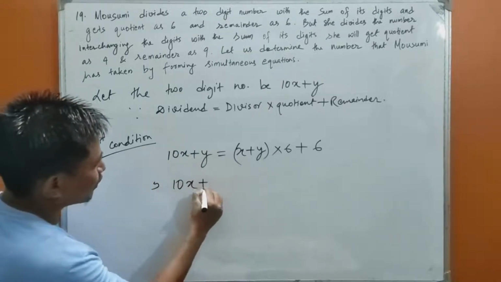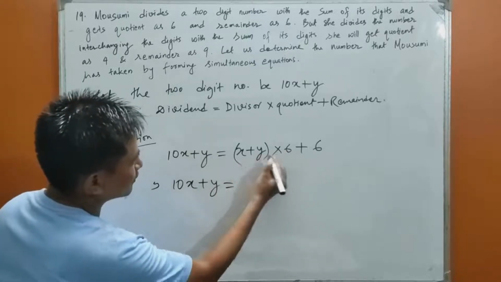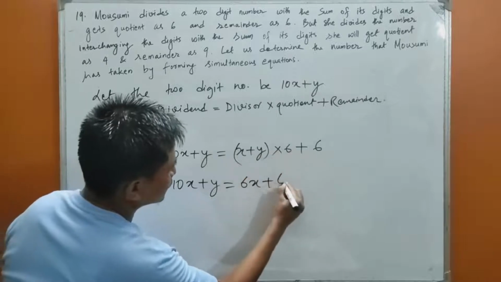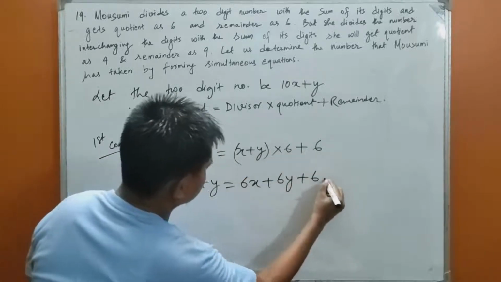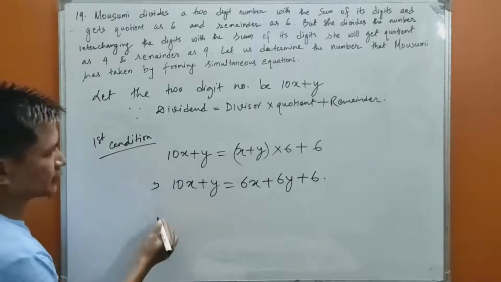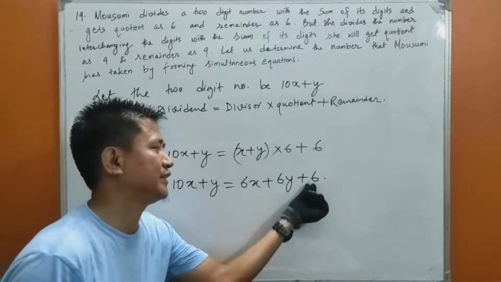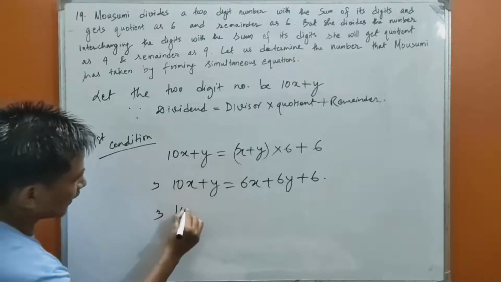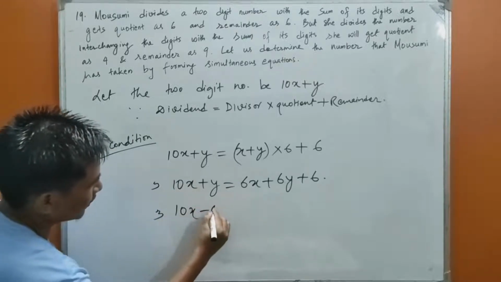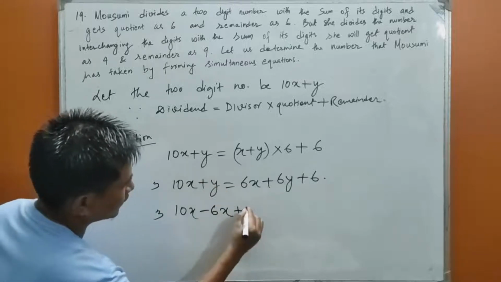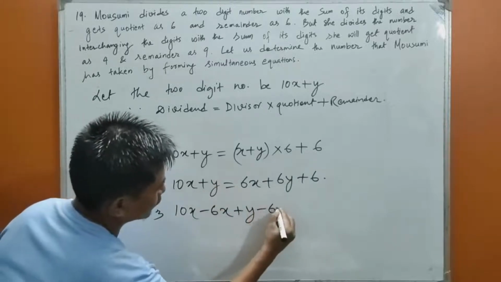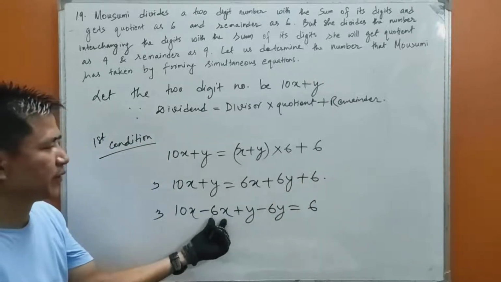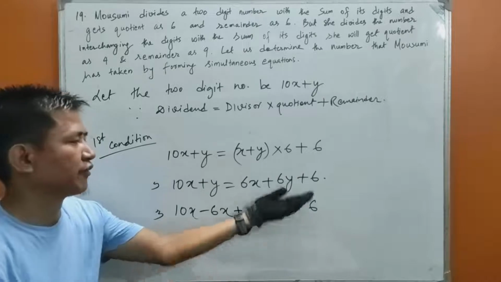Okay. 10x plus y equals, let us multiply this: 6 into x is 6x plus 6 into y is 6y plus 6, isn't it? Now let us bring everything to the left hand side except this 6. Let us leave this 6 on the right hand side and bring everything to the left. So 10x, let us bring this 6x, minus 6x, plus y, plus 6y minus 6y, it becomes minus 6y equals 6. So this plus 6x became minus 6x, plus 6y became minus 6y when we brought them to the left hand side.